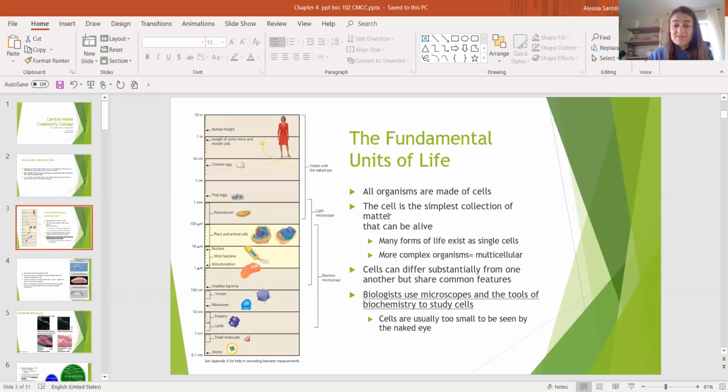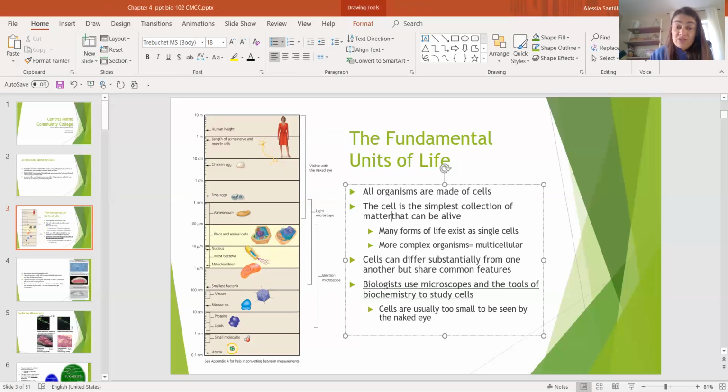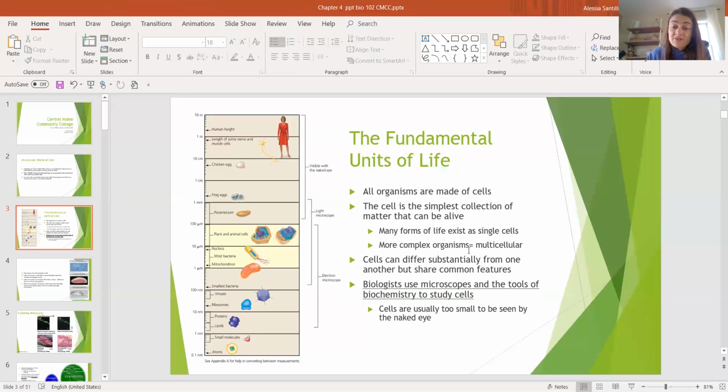So the cell is basically the fundamental unit of life. A life has to start with at least one cell. So again, you can have organisms that are single-celled, so that they have one cell and they constitute life because they're living and they're organisms, or you can have organisms that are made out of more than one cell and they are multicellular. But at the basis of all life, there's at least that fundamental unit, which is a cell. So the cell is the simplest collection of matter that can be alive. Many life forms exist as single cells. Many complex organisms exist as multicellular, so many cells. Cells can differ substantially from one another, but they share some common features.